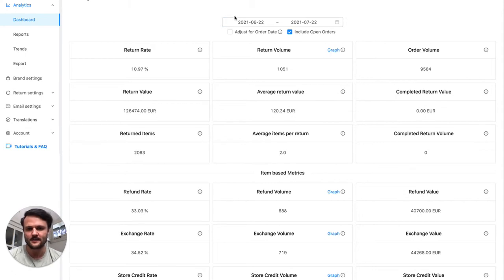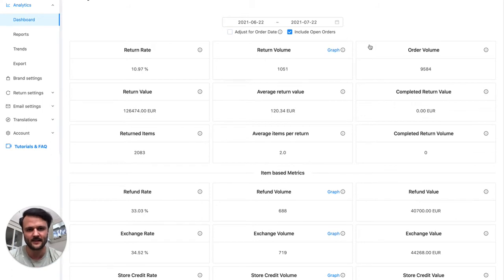There are two toggles here. We also had them before, so they're nothing new, but if you didn't know, adjust for order date means if you look, for example, for the last month, let's just pick, for the sake of it, June, you can either look at all the returns that were placed in June, or you can look at all the returns that were placed for orders in June, right? So there's a big difference between it.